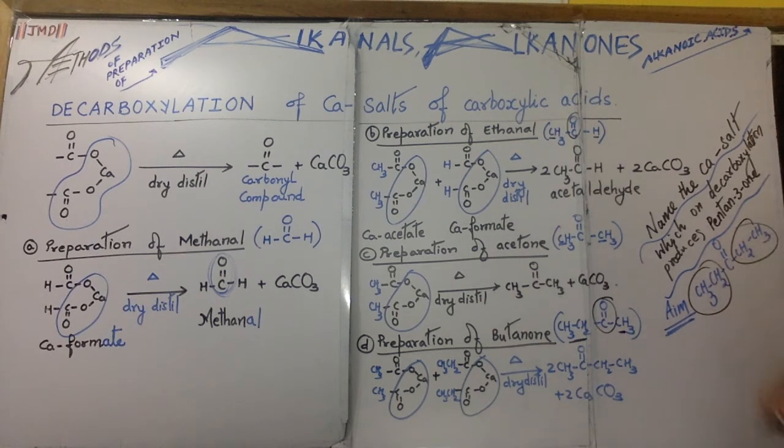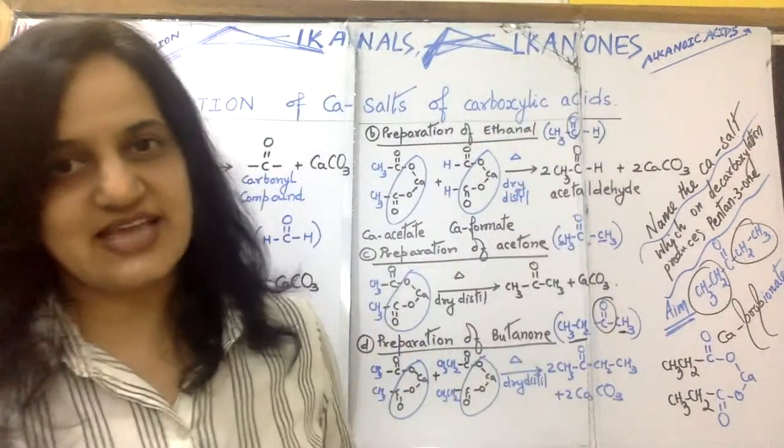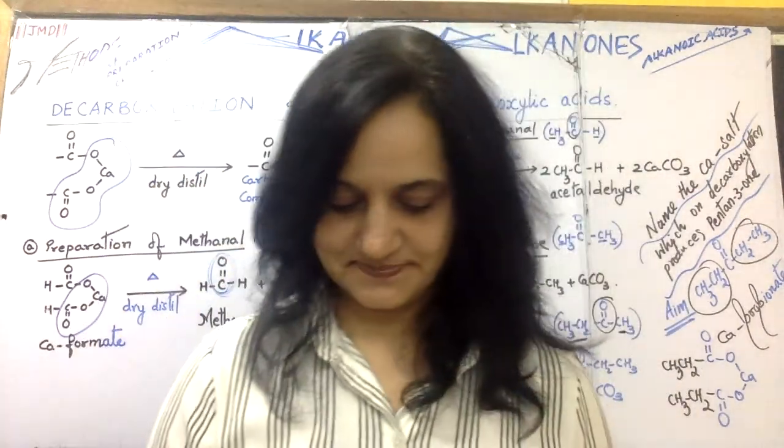Are the two sides the same? Yes, I have to use the CH3CH2 alkyl group on both sides, and the rest is the COO calcium OOC. So that is calcium propionate. So calcium propionate on dry distillation will give pentan-3-one, that is diethyl ketone.